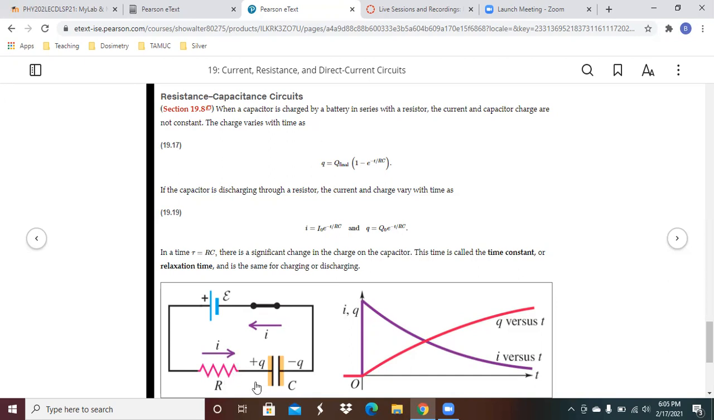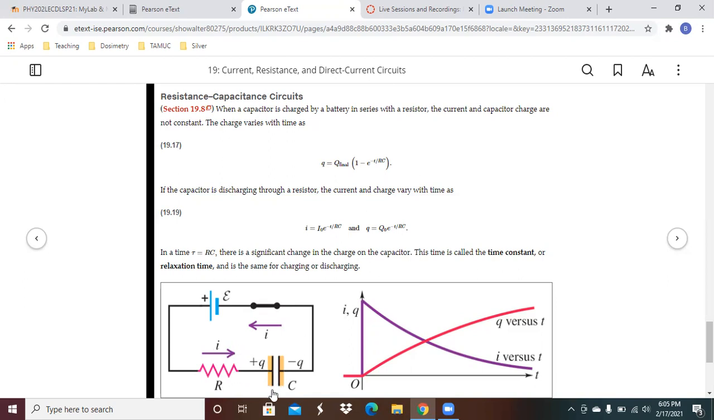The charge is going to vary with time. This is going to accumulate. It's going to take time to build up. As it builds up, you're going to see a voltage increase here, and as the voltage increases here, the voltage is going to decrease here because the current is going to drop.